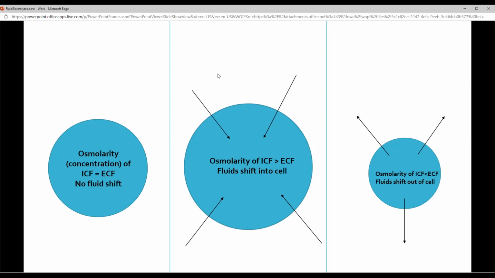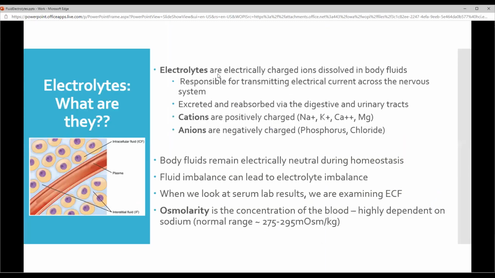And then this one, if it is less concentrated in the cell and more concentrated outside of the cell, so if I'm giving a hypertonic solution, or if the sodium level outside of the cell is high, it's going to draw fluid out of the cells, dehydrating the cells. And you see this one is smaller than the first one. Everybody understand so far?